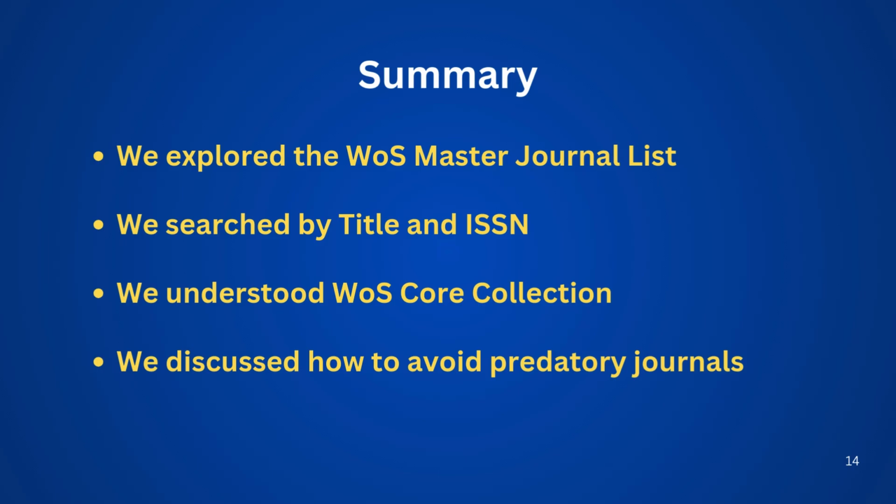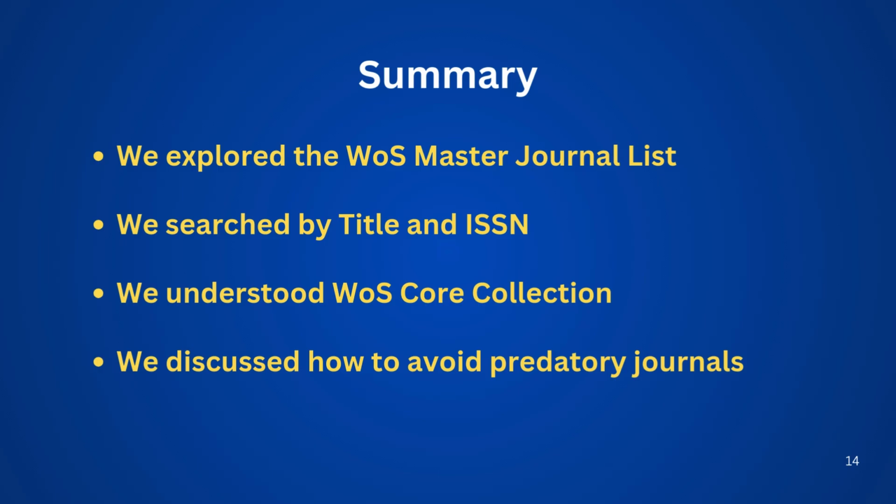Now that you have also learned how to spot misleading claims and protect yourself from predatory journals, let us take a moment to bring everything together. Let's quickly review what we covered in this video. We visited the Master Journal List, the official source for checking whether a journal is indexed in Web of Science. While searching by title was helpful, we saw that using the ISSN provided the most accurate and reliable results.